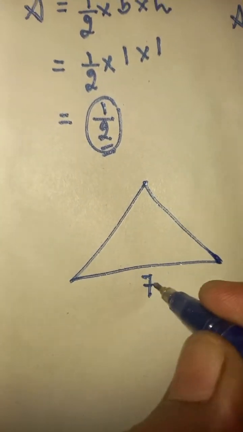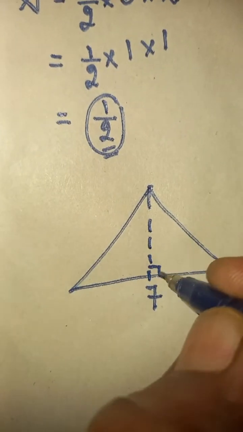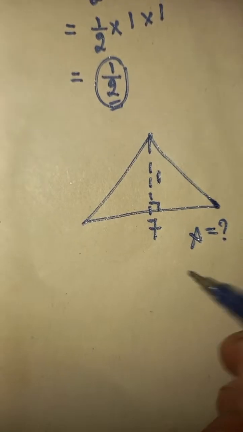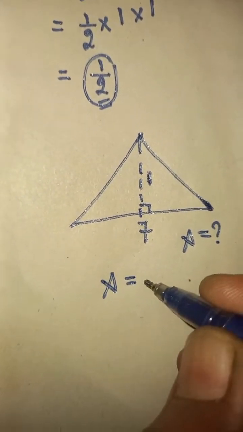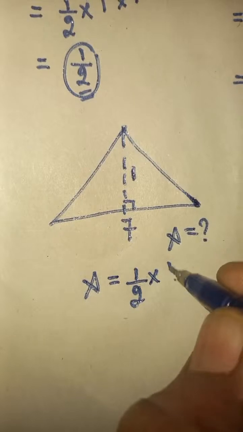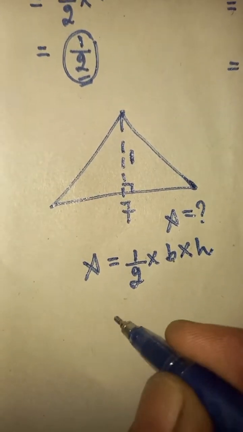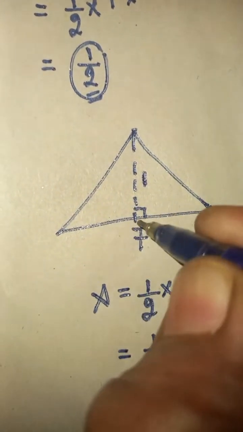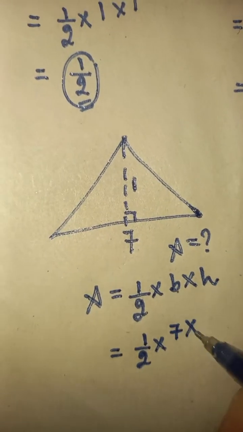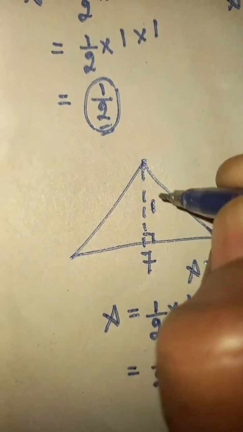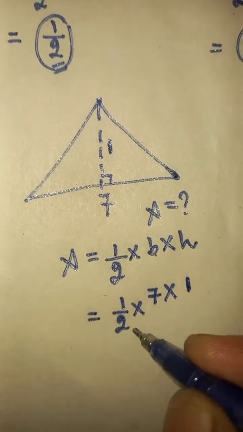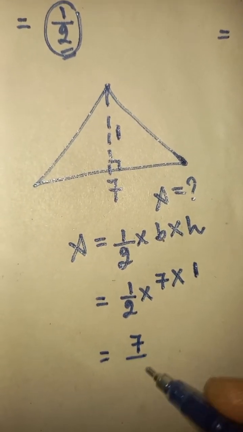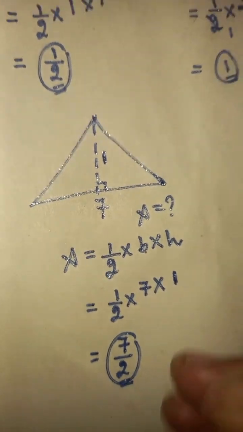Let's take one more triangle, and in this triangle they have given the base length as 7 units and the perpendicular height as 1 unit. Here also you need to find the area. The area of the triangle is the same, half times base times perpendicular height. So it is half times 7 units times 1 unit. You cannot divide 2 and 7, so 7 times 1, above remains 7, below 2, 7 by 2 square units.